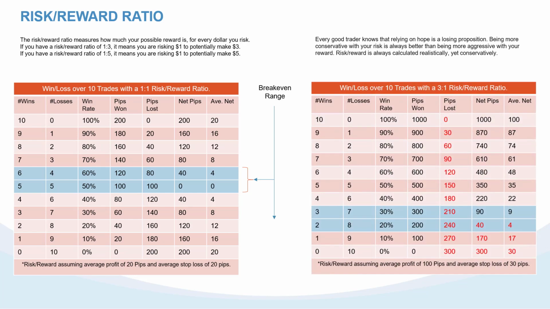Now let's look at another illustration of 10 trades, but this time with a risk reward ratio of 3:1 or 1:3. Same criteria applies. We are assuming an average profit of 100 pips now and an average stop loss of 30 pips. So with 10 trades, 0 losses, that's 100% win ratio. You see now the difference here is that we are targeting a 1:3 risk reward ratio. So that means out of 10 trades, we need to win at least 3 trades and lose 7 trades for us to be profitable.